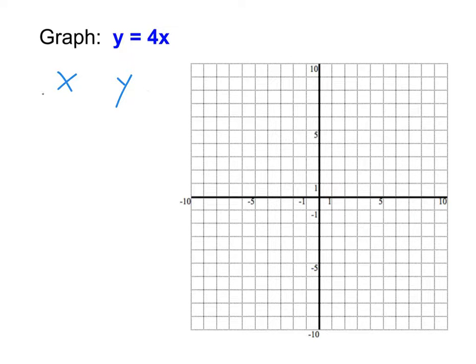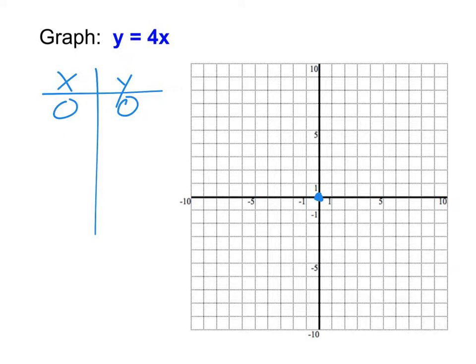Let's grab a couple points. What if x is 0? What's 4 times 0? 0. Anything times 0 is going to be 0. And so that means I'm still starting at 0. So that didn't change. Notice the 0 point didn't change. That tells us it's not being moved in any way.